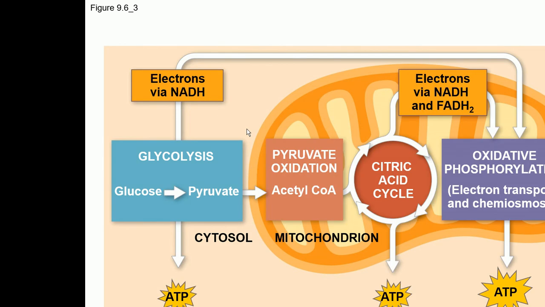Okay, so by the process of glycolysis, glucose is converted into pyruvate, and then this pyruvate is converted into acetyl coenzyme A. This is called the conversion step, and it takes place in the mitochondrial matrix. In this step, no energy is produced, but the first molecule of carbon dioxide is released. And then this acetyl coenzyme A enters into the citric acid cycle, and again ATP is produced by the process of substrate level phosphorylation.